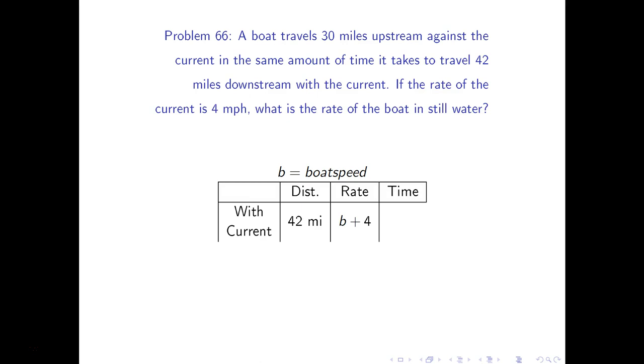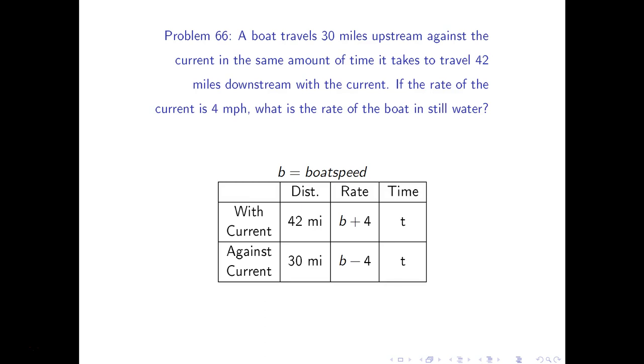And how much time does that take? Some number, I don't know. We'll call it T. Now, against the current, I only went 30 miles. What's my rate? It's B minus 4, and again we get T. So remember, distance is equal to rate times time, or in other words, time is equal to distance over rate.